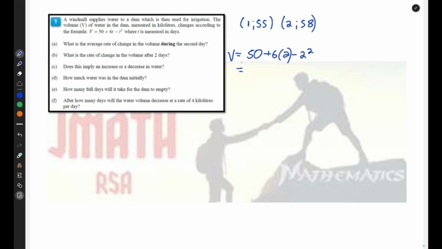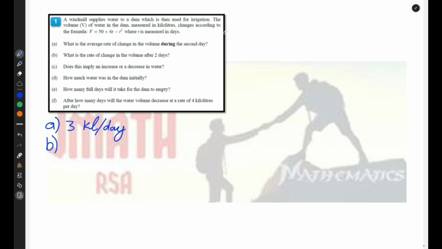Now I can use the gradient formula to work out the average rate of change during the second day. I'm going to put that as m equals (58 minus 55) over (2 minus 1), and that just gives me 3. So the answer for question A is 3. But very important with these stories, you need to see the units: is this kiloliters, or something else? In this case, it is kiloliters per day. Question B: what is the rate of change in the volume after 2 days?